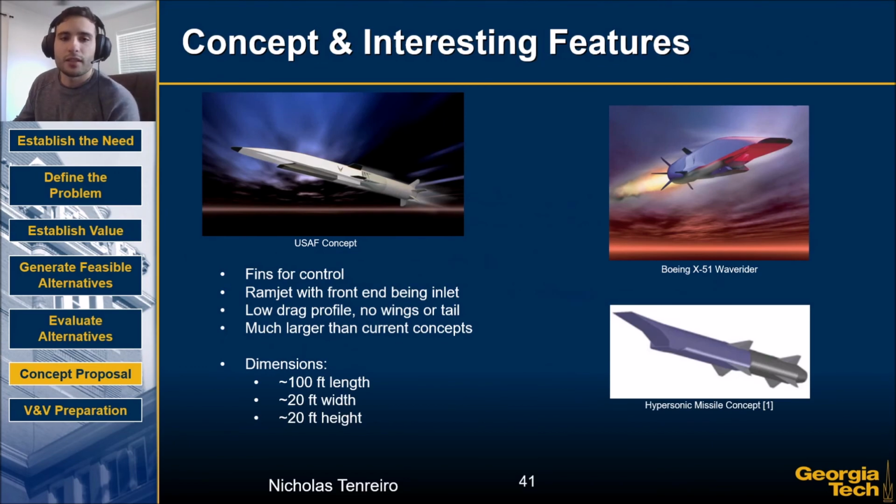So that leads us to our concept. Our concept would basically look like one of these three pictures shown, and basically a low profile, low drag profile with no wings, no tail, fins for control with a ramjet in the front. And then the final interesting feature would be the size. So our range is much larger than most concepts currently. So the dimensions would have to be much larger, and that's a sizing problem that would be the next stage in our analysis.